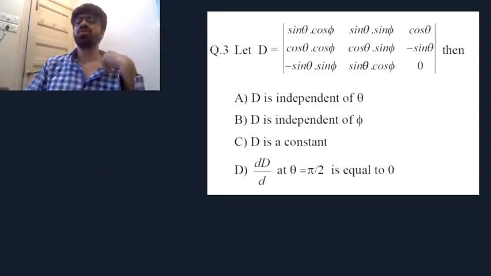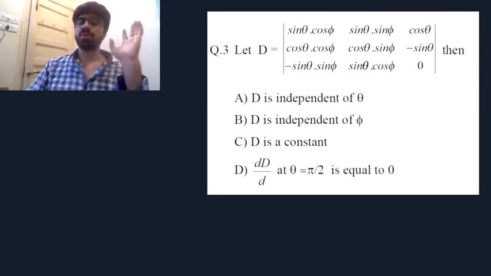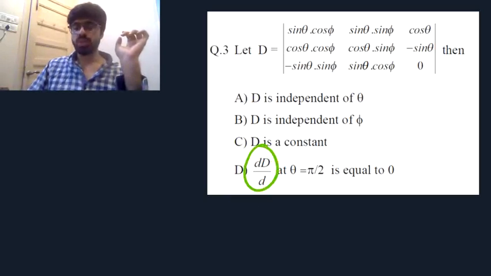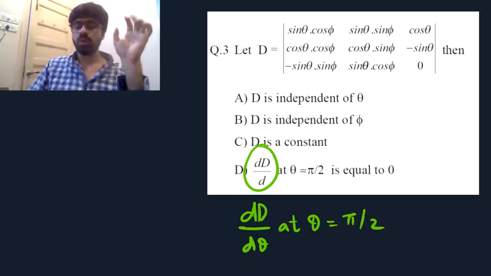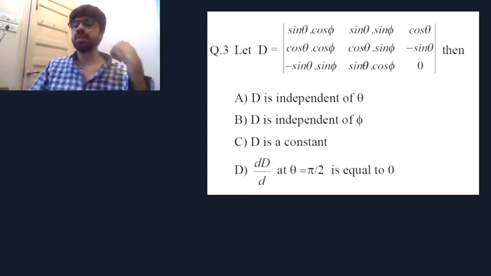And in the third question, what we will do is, they have given us a determinant, okay? We just need to check whether this determinant is independent of theta or phi, or it is simply a constant. The d option is not printed properly. They should have written it as dd upon d theta at theta equal to pi by 2. So let's check which of these options is correct, and we can check it only after we evaluate that determinant.